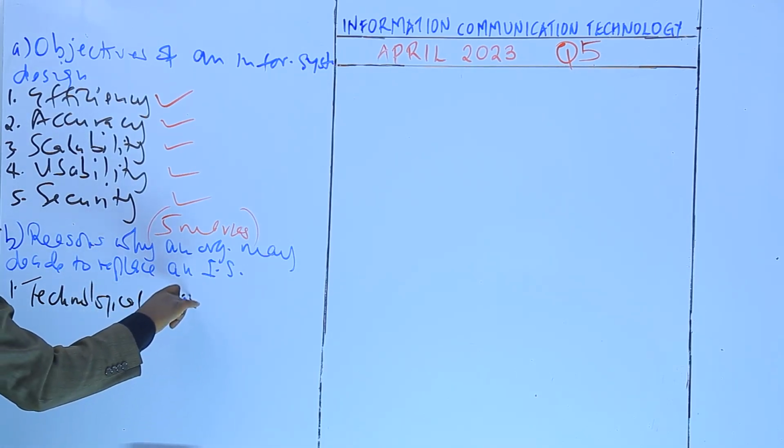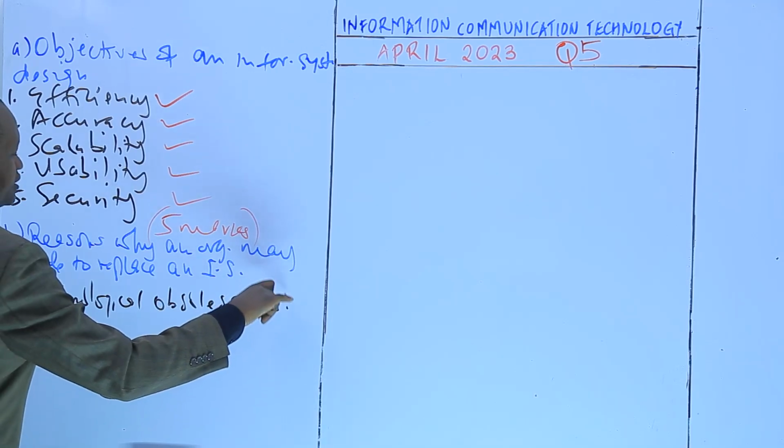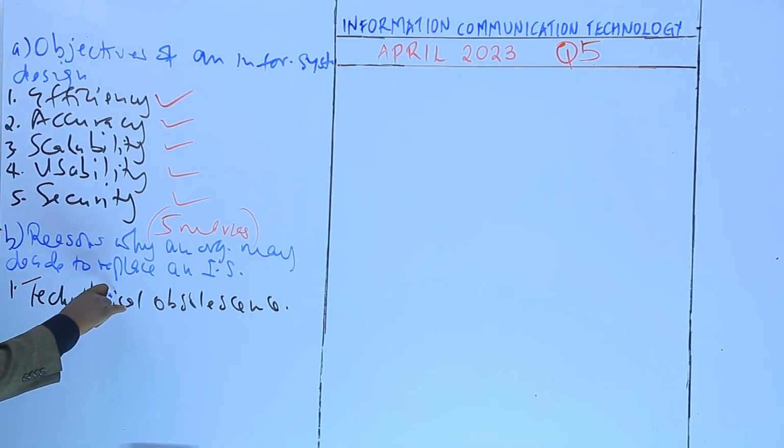Technological obsolescence. The existing information system may become outdated. It may become incompatible with new technologies. It may be incompatible with software versions or even hardware platforms, and that can limit its functionality. It can limit integration capabilities and performance, prompting the need for replacement.